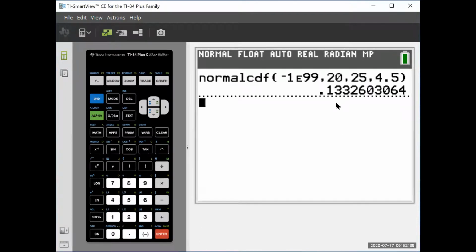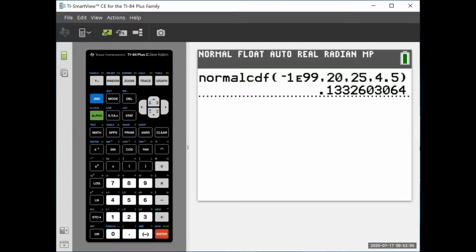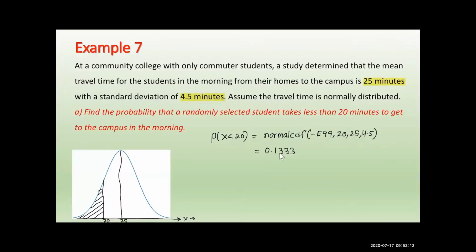So the probability is 0.1333. So the probability that it takes less than 20 minutes to arrive at the campus is 0.1333.